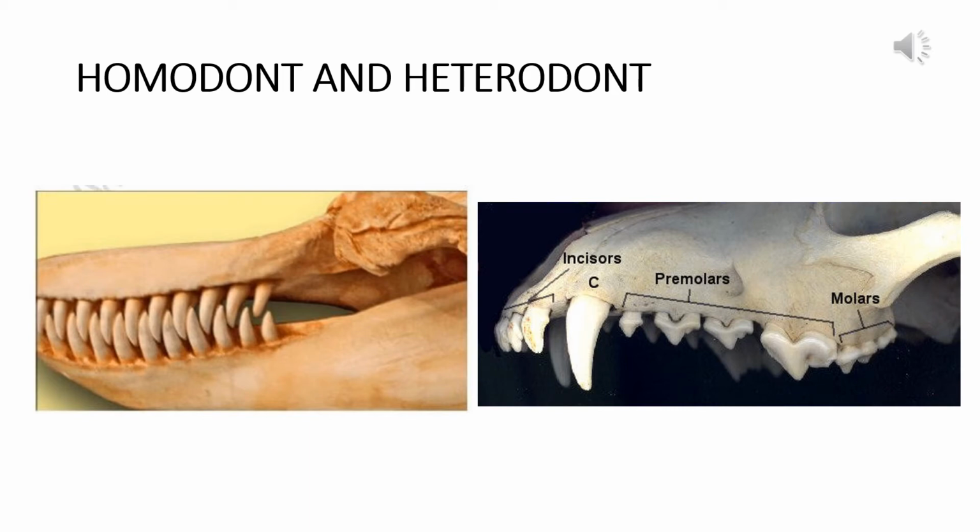The left hand side picture is a representation of homodont dentition that can be seen in the tortoise or in some other animals as well. And the right hand side picture is a representation of heterodont dentition, just like it is present in human beings as well. That is, the teeth present in both the upper jaw and the lower jaw are not similar in appearance, and they have different structure and different function. So this is known as the heterodont dentition.